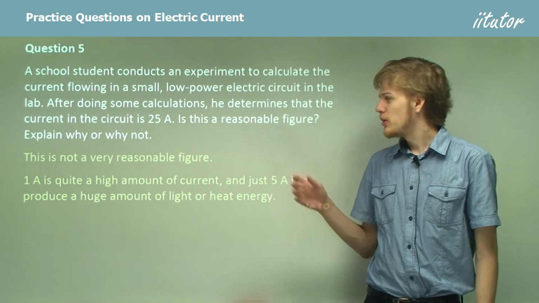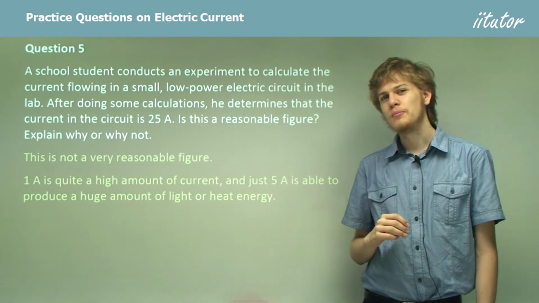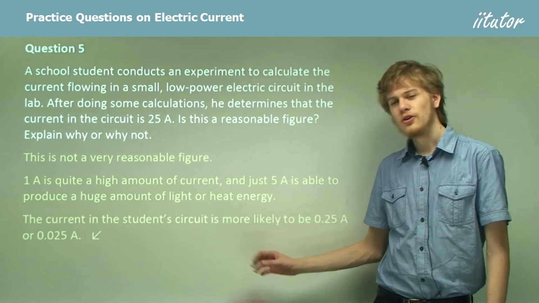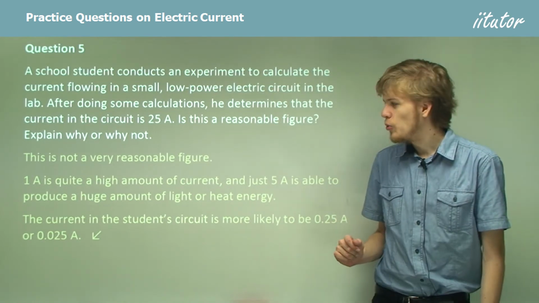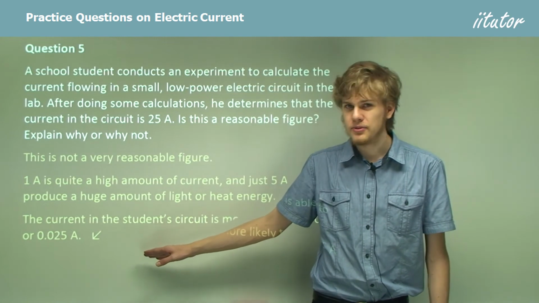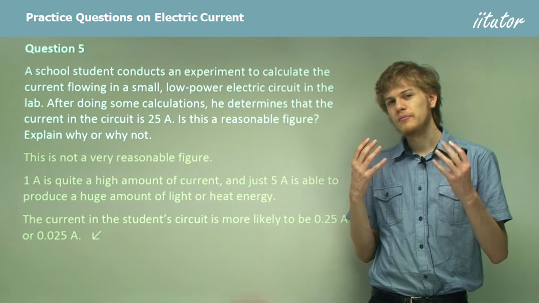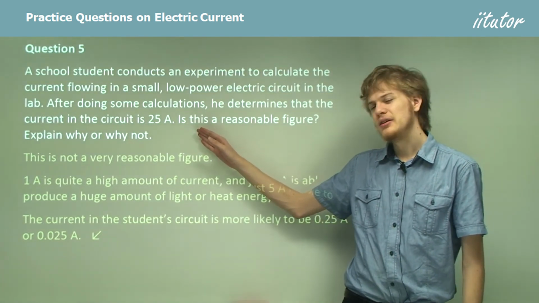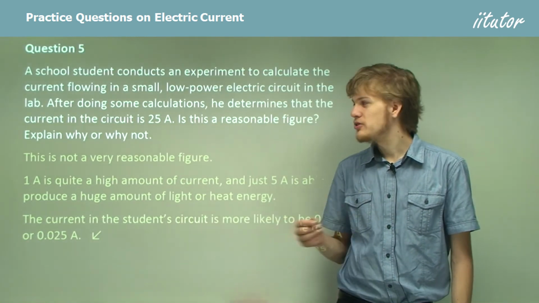So if we were to measure a low-power circuit and get 25 amps, then there's probably something wrong with our measurement or our calculations. The current in the student's circuit is more likely to be perhaps 0.25 amps, or maybe even 25 milliamps. This might be likely because it's possible to calibrate the ammeter so that instead of measuring in amps, it might be measuring in milliamps, and that would explain why he's off by so much.